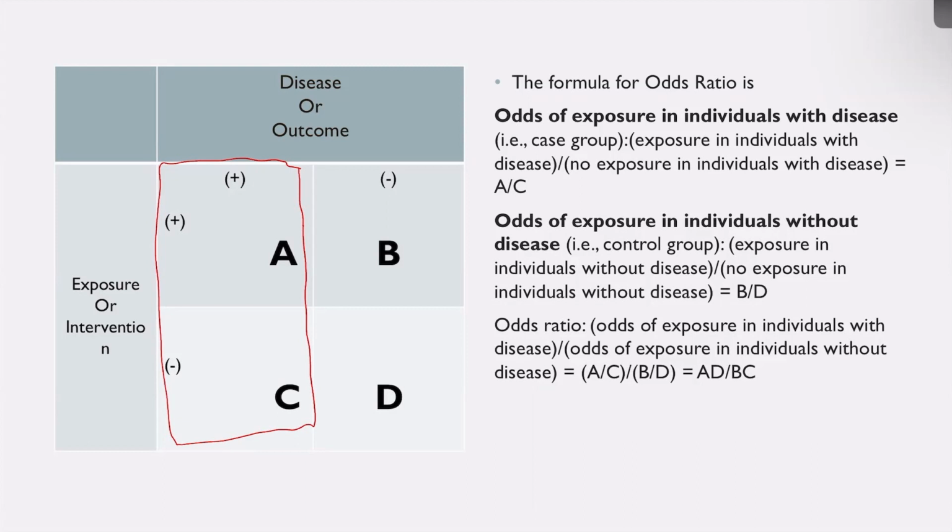Then we talk about odds of exposure in individuals without disease. Okay. This is the control group. So exposure in individuals without disease upon no exposure in individuals without disease. So this is the other column you're concerned about. Okay, so that is B by D. Now for calculating the ratio, you need to simply divide this one by this one. So you have to do A by C divided by B upon D. Okay, so you simplify it, it comes like A times D divided by B times C. So that is basically your odds ratio.